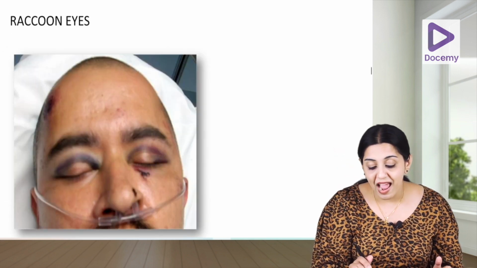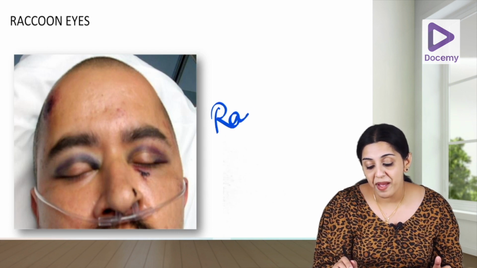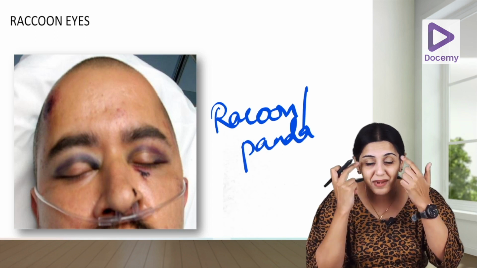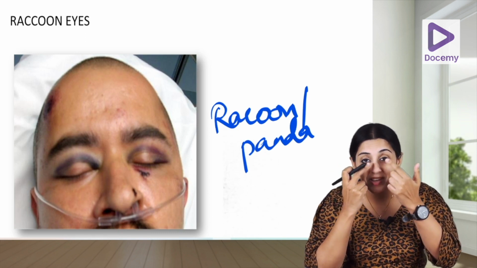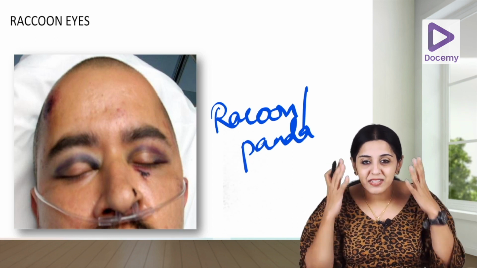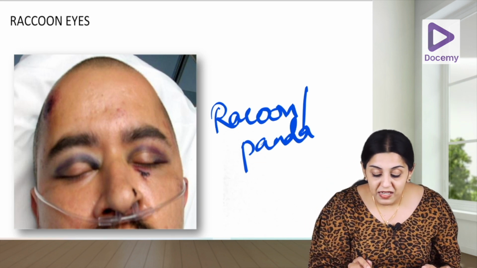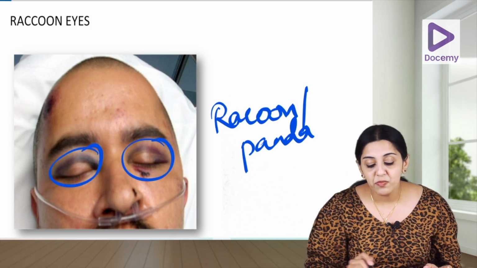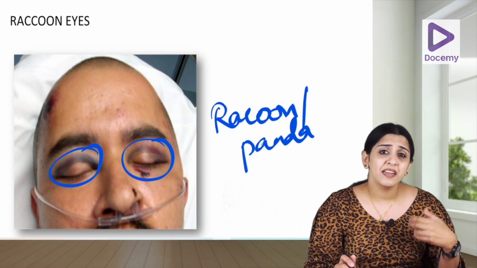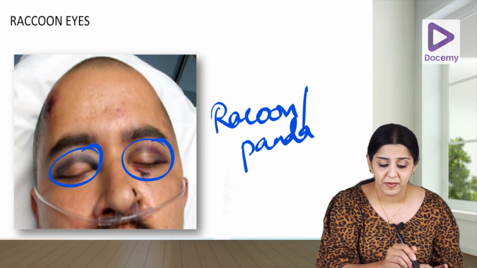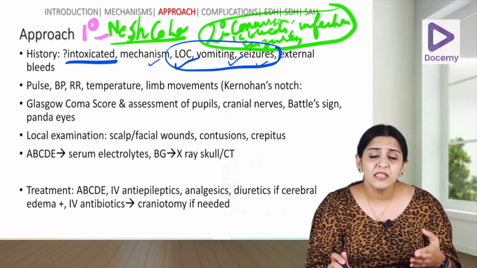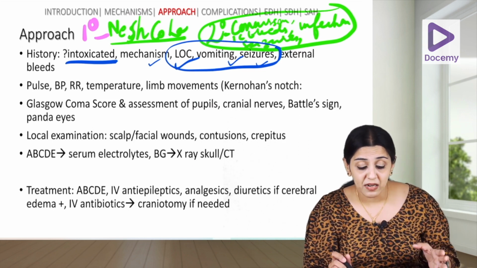Also, this is raccoon eyes, raccoon or panda eyes. Because pandas have black colored periorbital discoloration, and the rest of the face is white. So similarly, this is panda eyes in which both the eyes are having a bluish discoloration. That could be an indication that there is a cranial fossa bleed. Also, there can be bleed from the ear, from the nose, from the mouth. All these may be clues that there is an internal bleed.